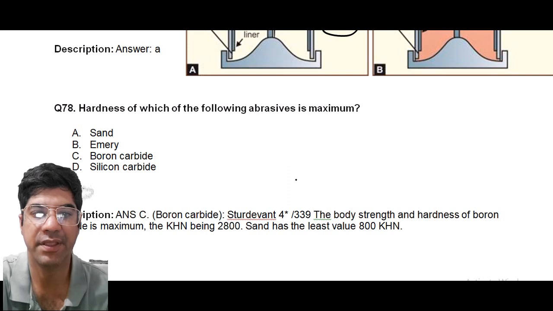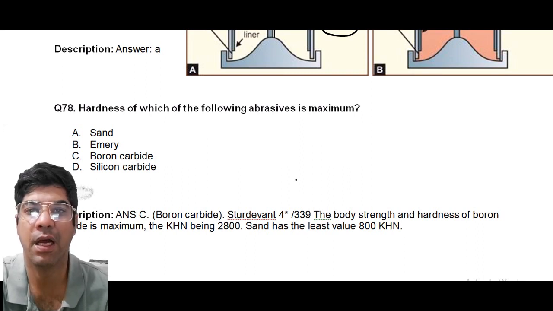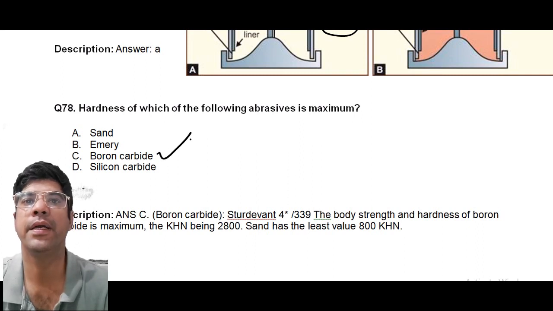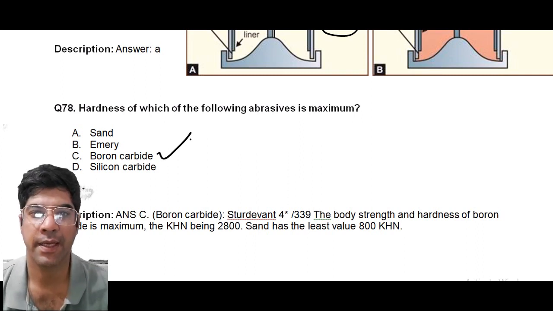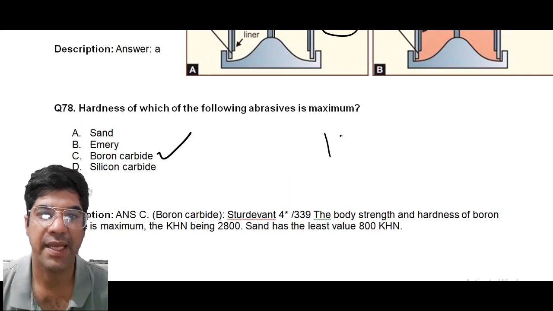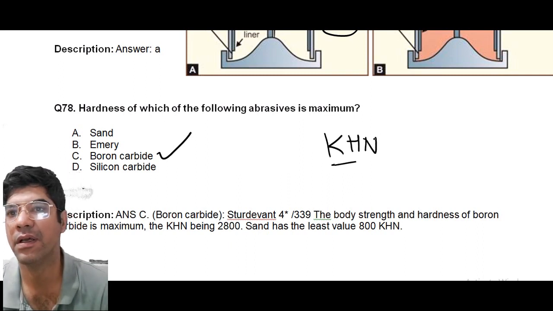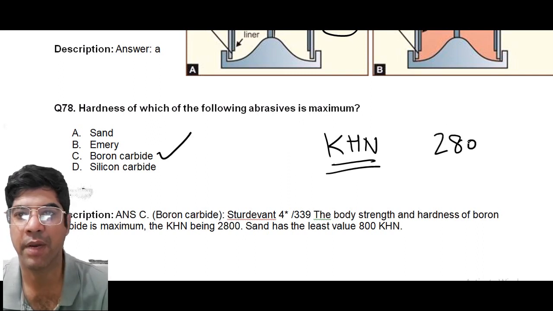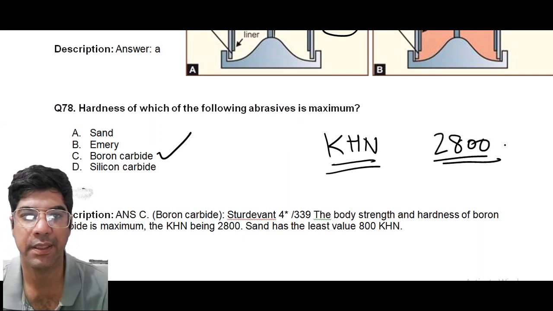The hardness of which of the following abrasives is maximum? Well, boron carbide has the highest hardness among the options. The KHN number of boron carbide is 2800.